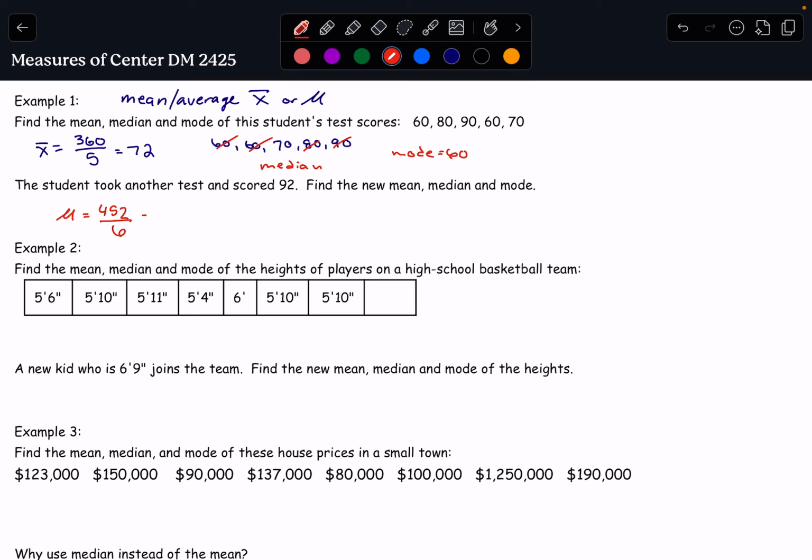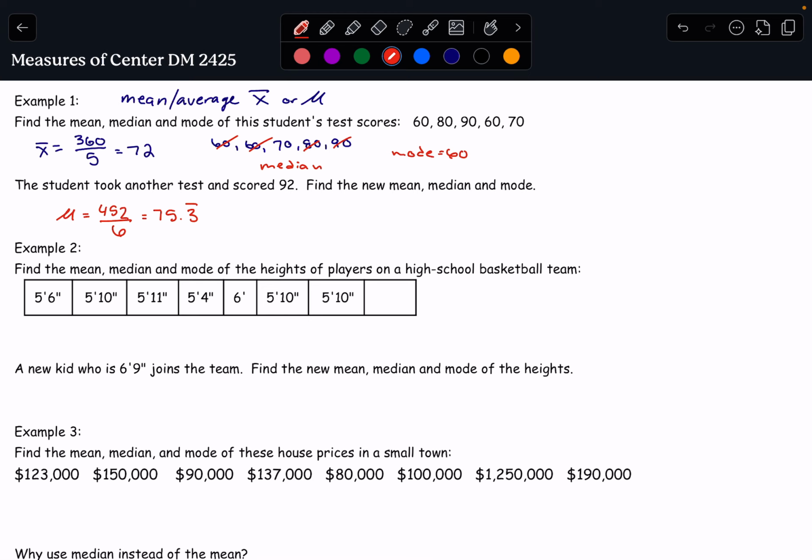And that's going to give me 75.3, and that 3 looks like it repeats forever. So my average went up. It went up 3 points. And you guys know that. Like if you have an average score in a class and you do an assignment or a test or a quiz and you score higher than your average, then your class grade goes up. If you score lower, then it makes your grade go down. And this is the same idea. Adding in a number that's bigger is going to pull my average up.